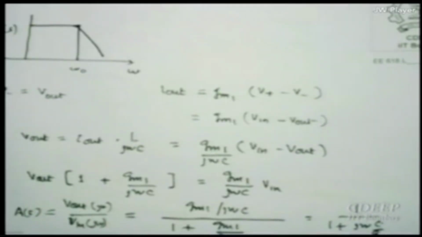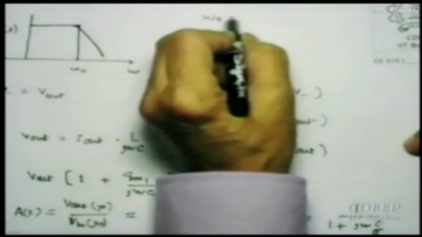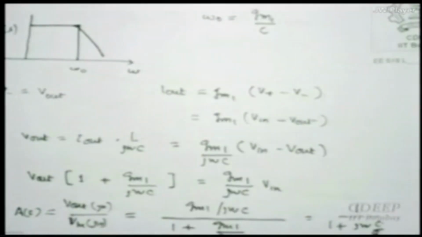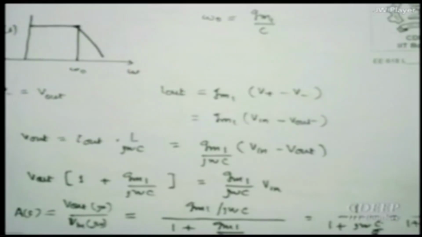Okay. If I define omega 0 as Gm1 by C, then this function can be written as 1 upon 1 plus j omega by omega 0, which is like a dominant pole sitting at omega equal to omega 0, because at omega equal to omega 0 the gain is 1 upon root 2, magnitude. So obviously it looks very trivial, and it is.